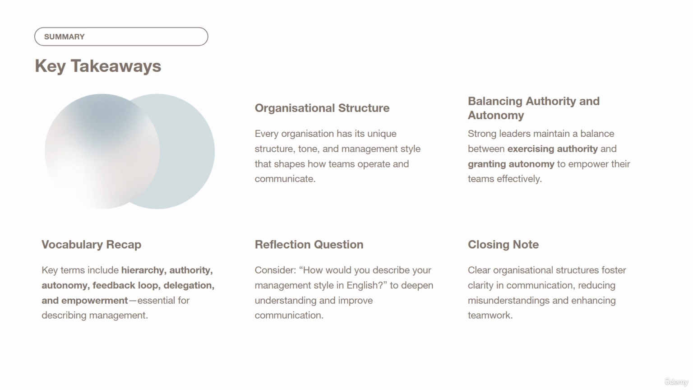And a big question you can ask yourself is, how would you describe your management style in English, or how would you describe the management style of your organization in English, and how does that compare to what your ideal style or structure would be? Final word on this is, clear organizational structures foster clarity in communication, reducing misunderstandings and enhancing teamwork. So it's about precision, and it's also about tone as well, as we touched on earlier in this unit.